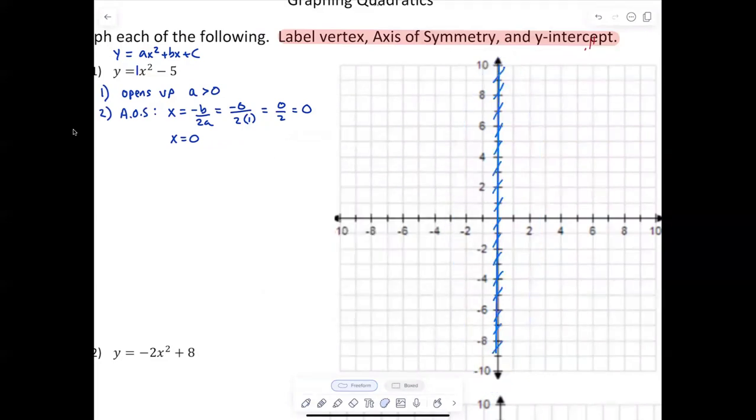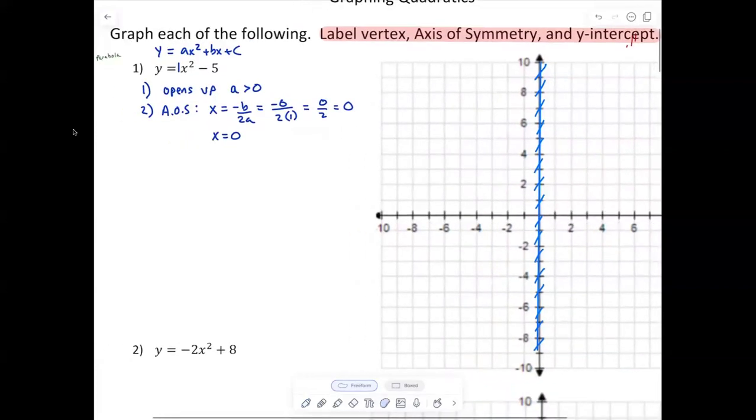All right, does everybody see my axis of symmetry, correct? Now I need to find the vertex. To find the vertex, it's 0, comma, f of 0. I want everybody to write that down. 0, comma, f of 0.